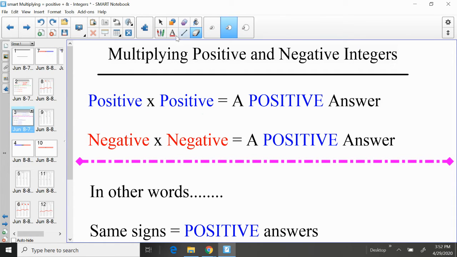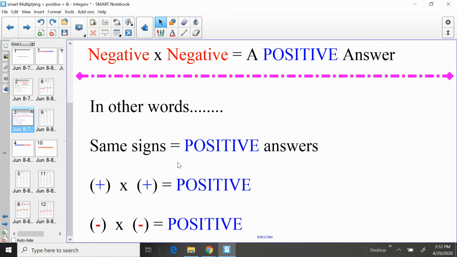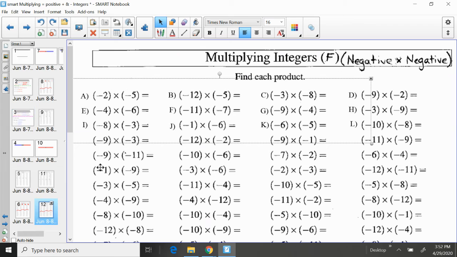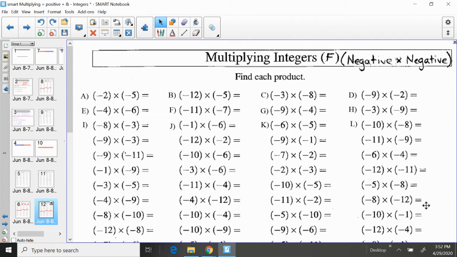But one thing that I want you to look at today is negative times negative. A negative times a negative also gives you a positive answer. Negative times negative equals positive. So in other words, when you have the same signs, you get positive answers. Positive times positive equals positive. Negative times negative equals positive. All right, so just to show you some examples, here we go.